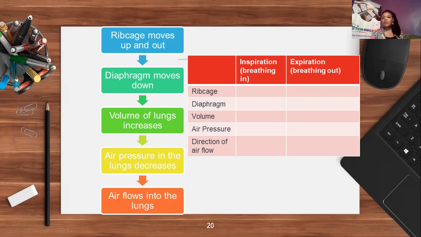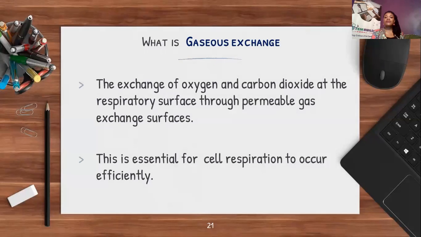The opposite is what happens for expiration. So once you know inspiration, it should be easy to figure out what happens in expiration. So for expiration, your rib cage would move down and in, the diaphragm would move up and it would relax. The volume of air in your lungs would decrease and the pressure would increase and the air would flow out of your lungs.